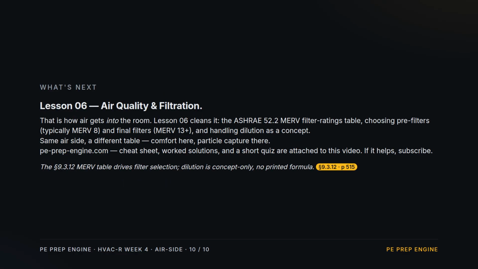Next, Lesson 6, Air Quality and Filtration. Reading the ASHRAE 52.2 MERV table. Choosing pre-filters and final filters, and handling dilution as a concept.